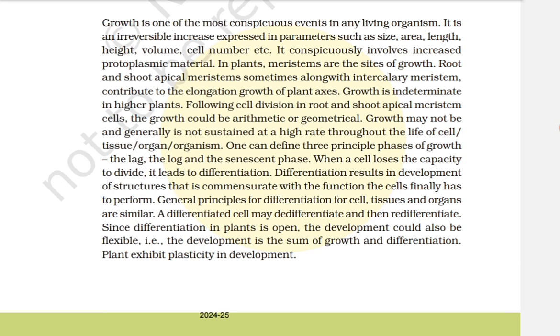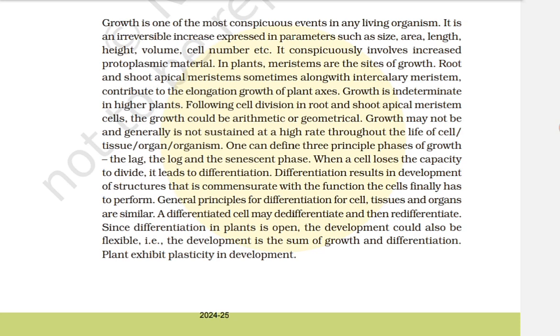When a cell loses the capacity to divide, it leads to differentiation. ठीक है? पहले क्या करेगा? Differentiation. फिर differentiation results in the development of a structure that is commensurate with the function the cells finally have to perform. General principles for differentiation for cell, tissue, and organ are similar. A differentiated cell may de-differentiate and then re-differentiate. पहले होगा differentiation और फिर differentiated cell क्या कर सकता है? De-differentiate and then re-differentiate.